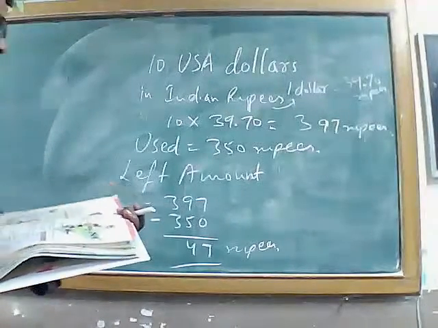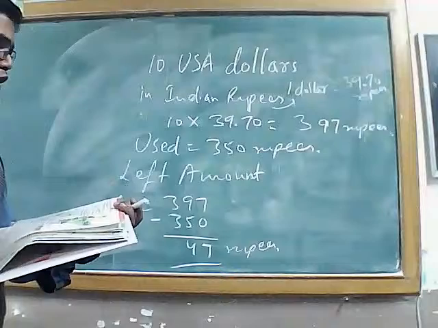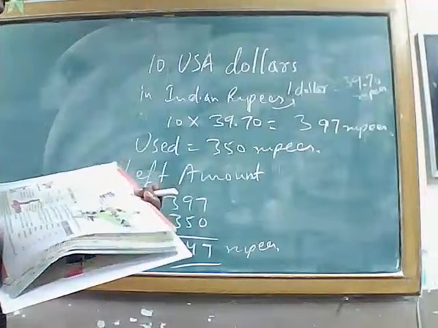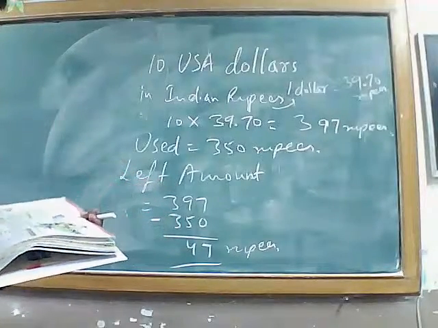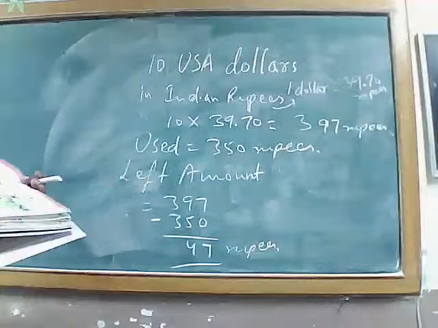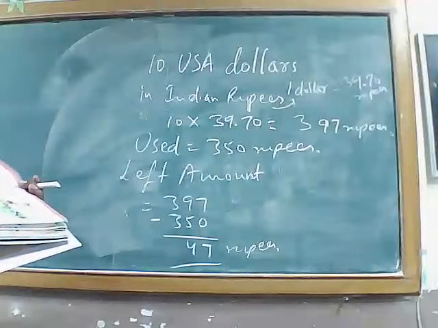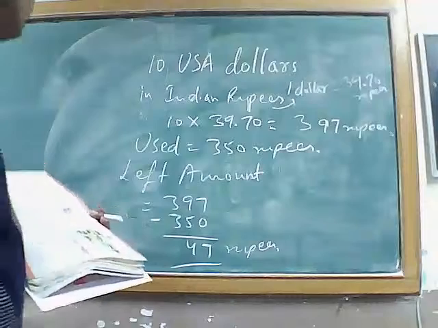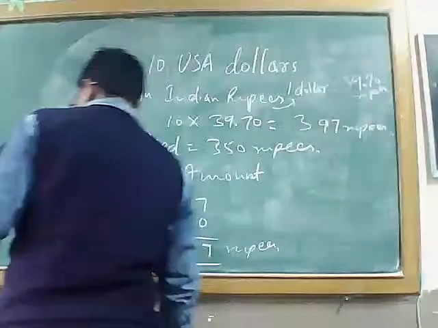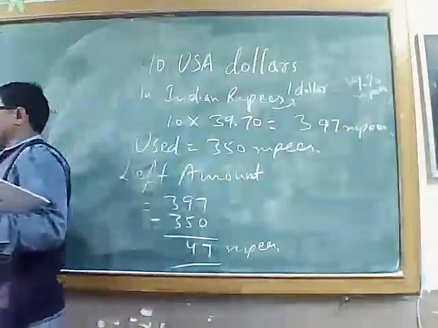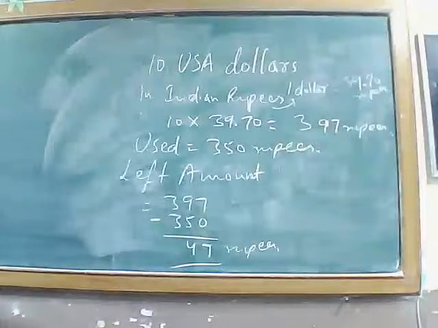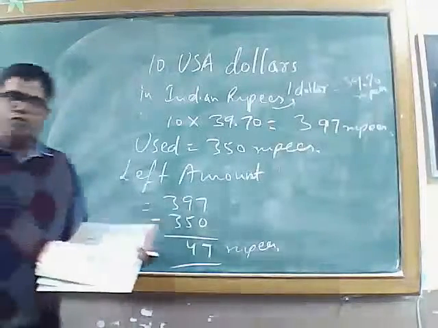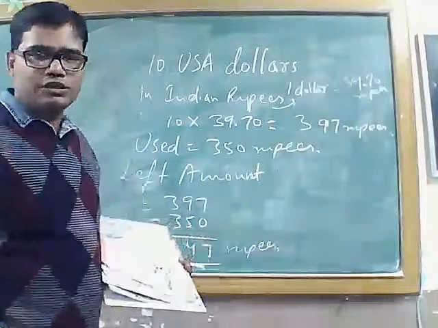Majid's father working in Saudi Arabia, he got 1,000 Saudi Riyal as salary. Arun's father working in Sri Lanka, he got 2,000 Sri Lankan rupees. Who got more Indian rupees as salary? So first of all, we have to convert the amount in Indian rupees. Then only we can find out the total amount in Indian rupees. In all, we can find out the total salary.